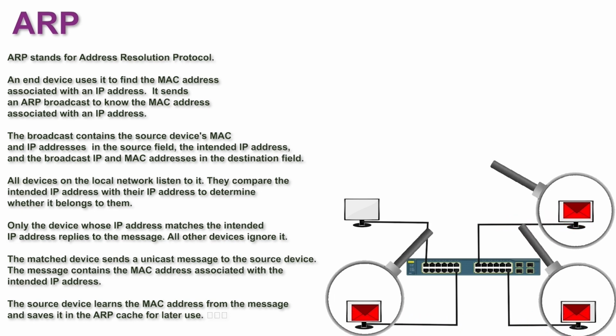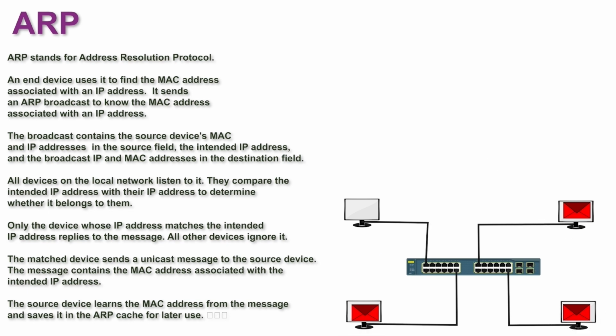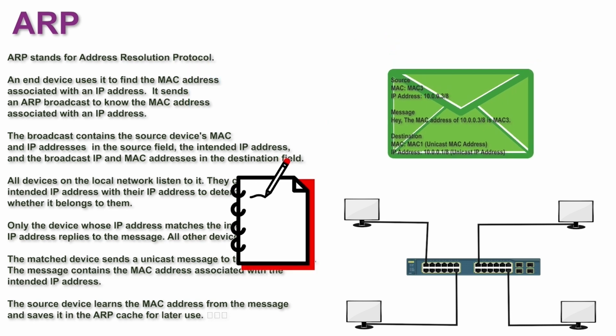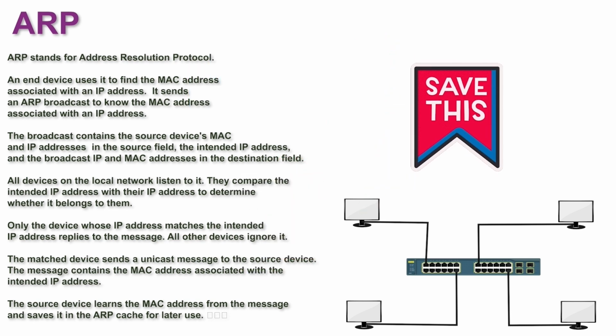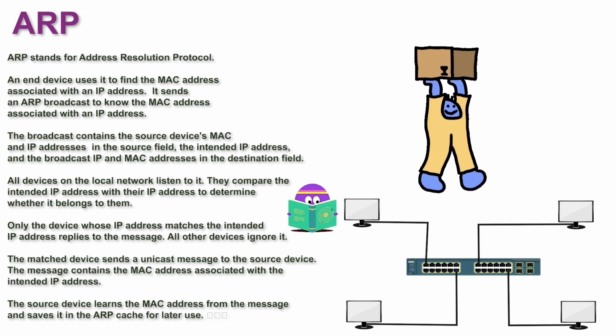They compare the intended IP address with their IP address to determine whether it belongs to them. Only the device whose IP address matches the intended IP address replies to the message. All other devices ignore it. The matched device sends a unicast message to the source device. The message contains the MAC address associated with the intended IP address. The source device learns the MAC address from the message. It saves this address in the ARP cache for further use. If it gets a data packet for the same IP address again, it uses the cache entry instead of repeating this process.